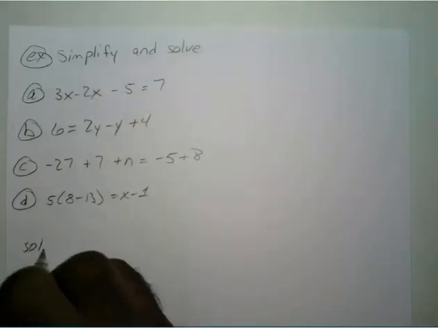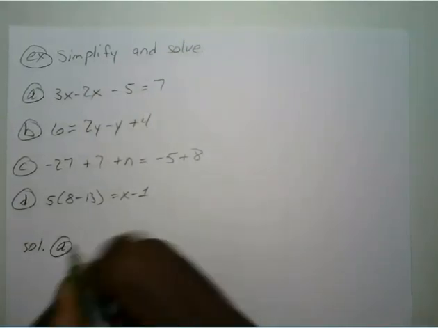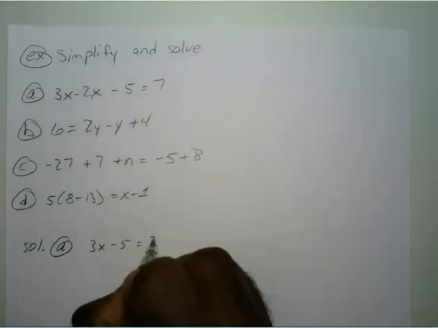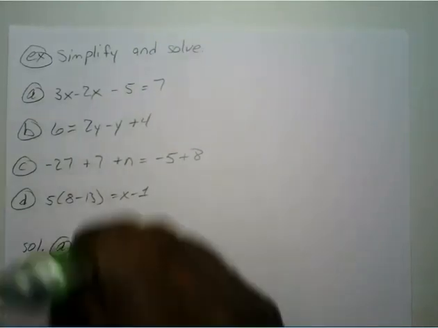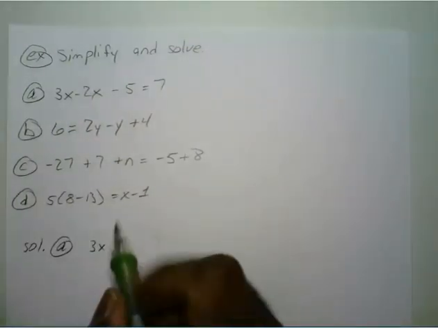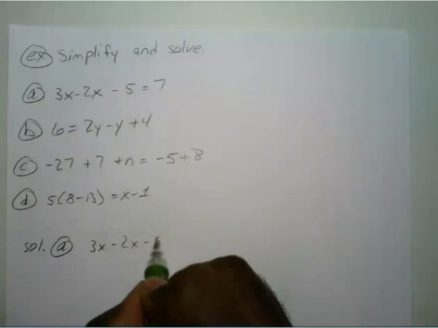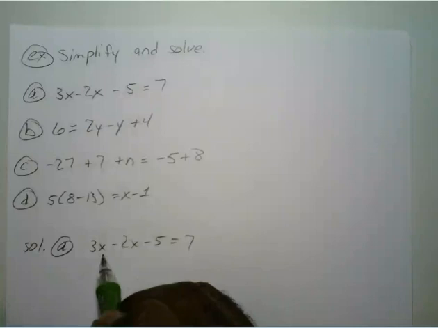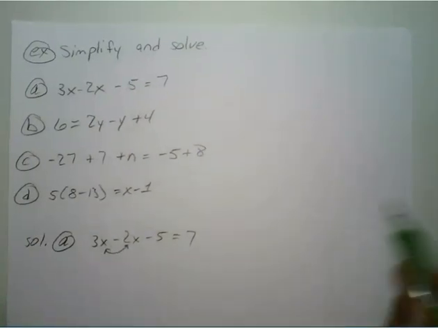Okay, so let's look at problem A. We have 3x minus 2x minus 5 equals 7. Okay, so remember your first step. You want to combine all the like terms on the left side and right side of your equal sign. So that means we're going to combine these two.